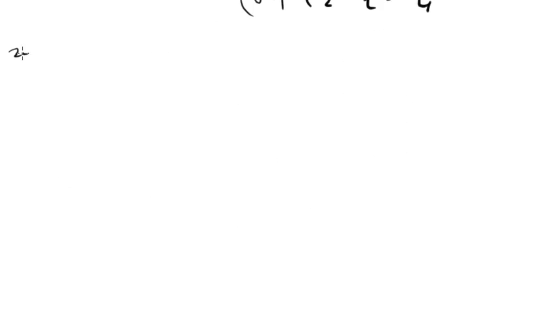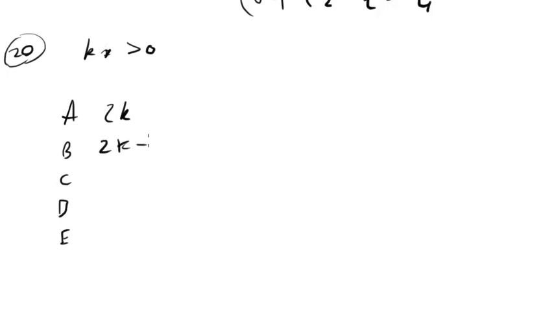Last one, number 20. If k is a positive integer, or I should just say k is greater than 0, which of the following must represent an even integer that is twice the value of an odd integer? Very weird. We get 5 choices: 2k, 2k plus 3, 2k plus 4, 4k plus 1, 4k plus 2.